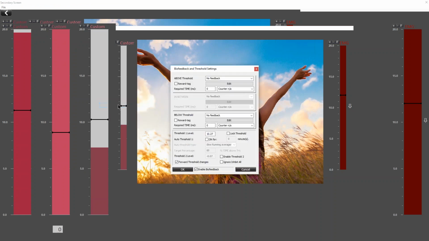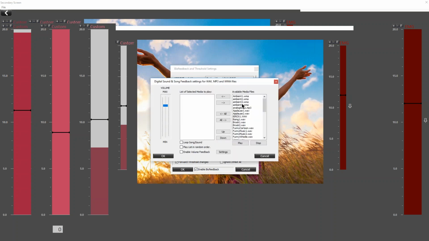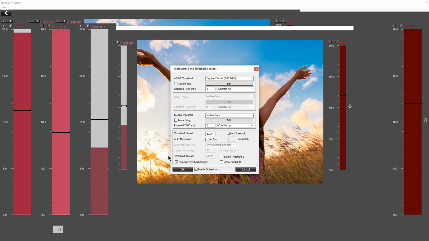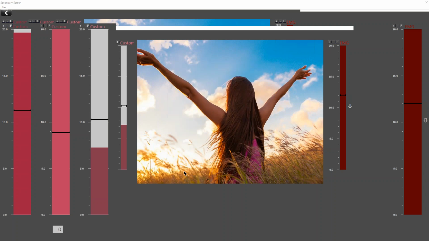Anyway, if I go to feedback options and thresholds and indicate that I want to create digitized sound, and I go to edit, then I can find the files that I've just installed wherever they may be. I can copy a series of those into the middle list so that it'll work through them in sequential order. I can enable some volume feedback functions, which I'm not going to get into in detail right now. So that gives me that information.